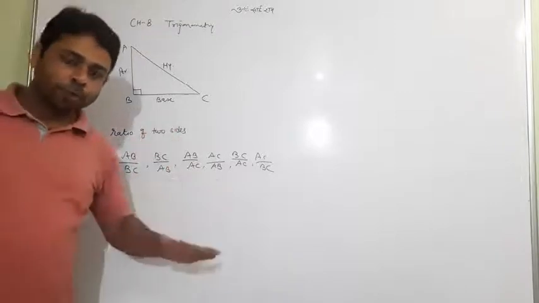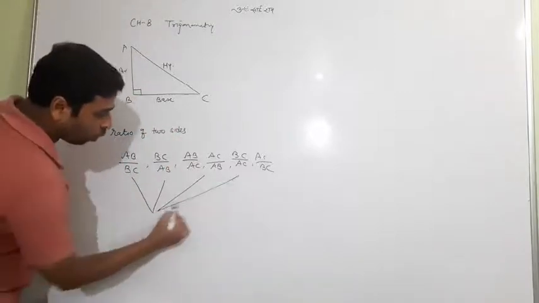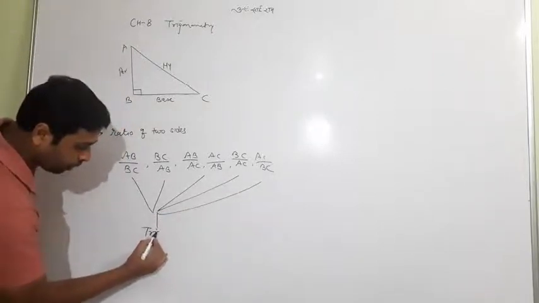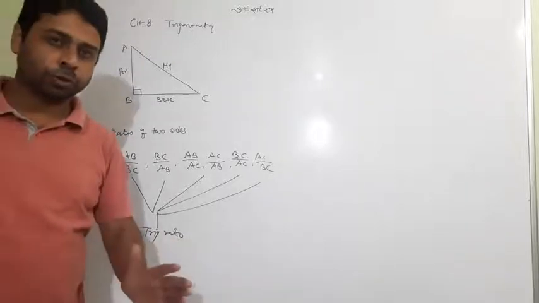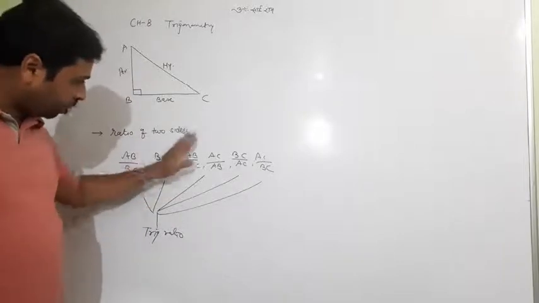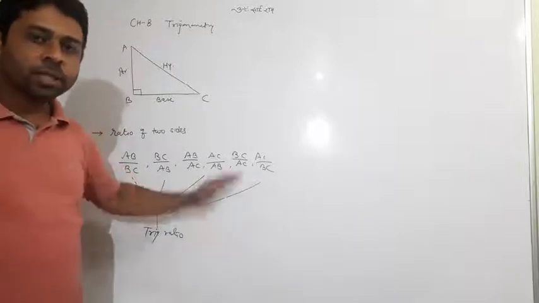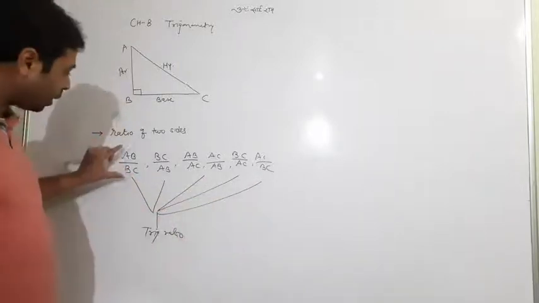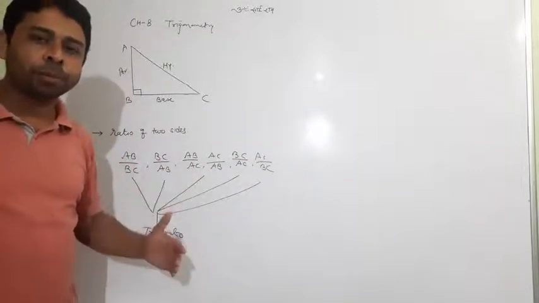And let me say frankly that these are all actually trigonometric ratios. These are what? Trigonometric ratios. One by one, AB by BC, BC by AB and so on. Whatever you can see on the board, these are nothing else. These ratios are called trigonometric ratios and they have special names.